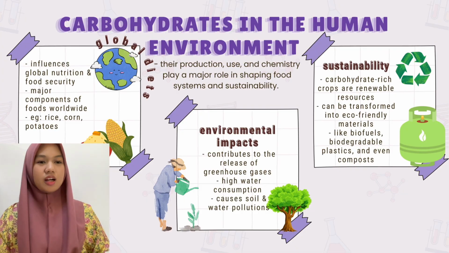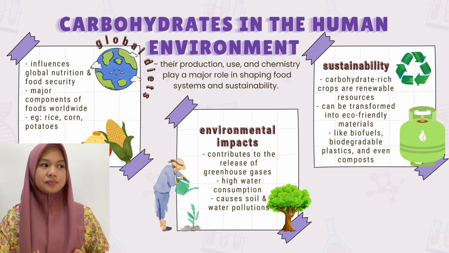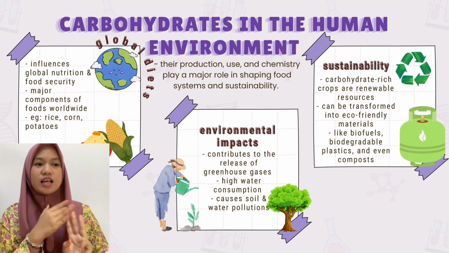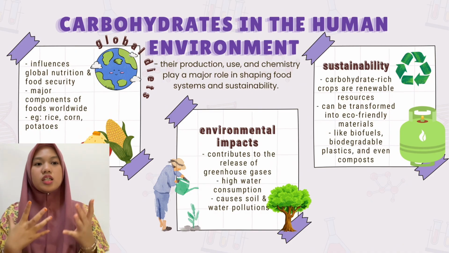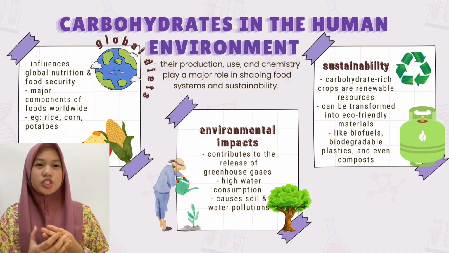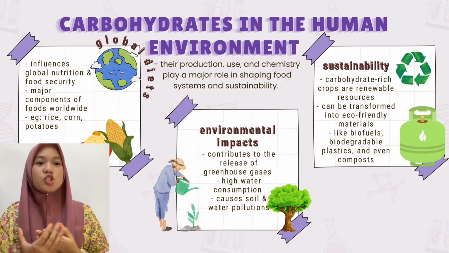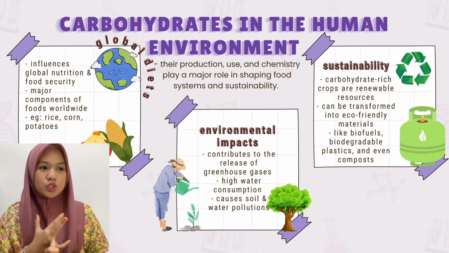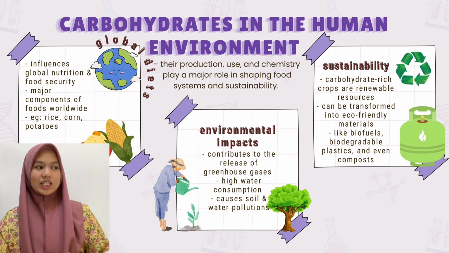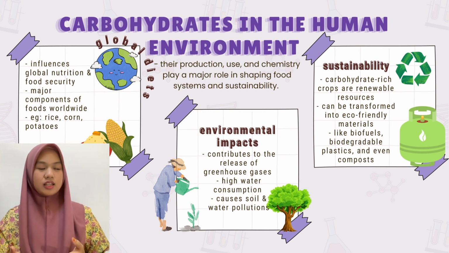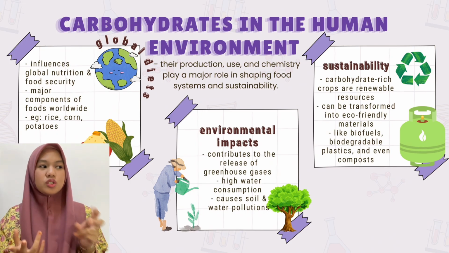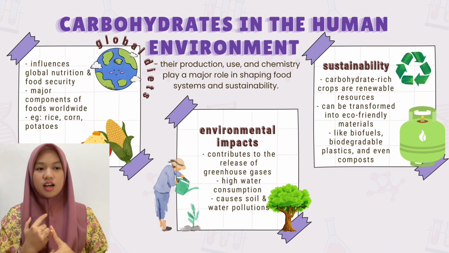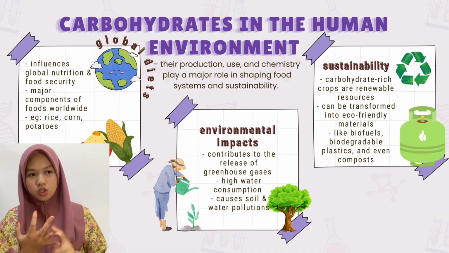Okay, so how about the carbohydrate in our human environment? We have three main points to be discussed. First, as mentioned before, carbohydrate influences global nutrition and food security because many countries in the world consume carbohydrate as their majority diet, such as rice, corn, potatoes, pastas, and so on. Okay, so the next one is the environmental impact. Because many types of carbohydrates are planted on the earth, it contributes to the release of greenhouse gases, causes high water consumption, and also causes soil and water pollution.